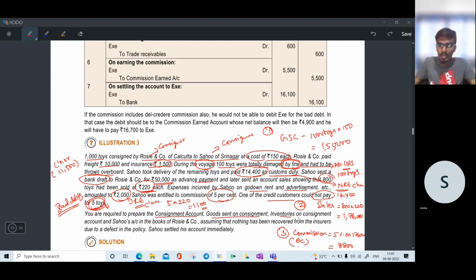Goods on consignment account, inventories on consignment account, and Sago's account in the books of Rosie. They are simply asking to prepare the necessary ledger accounts in the books of the consignor. Right. Then assuming nothing has been recovered from the insurance due to defect in the policy, Sago settles this account immediately. Settle this account immediately means you should use bank account in Sago's account. I will explain it in detail when we do the ledger.